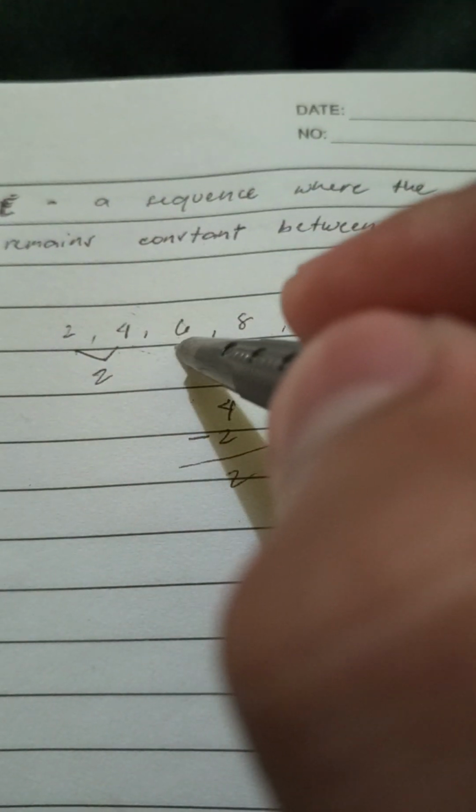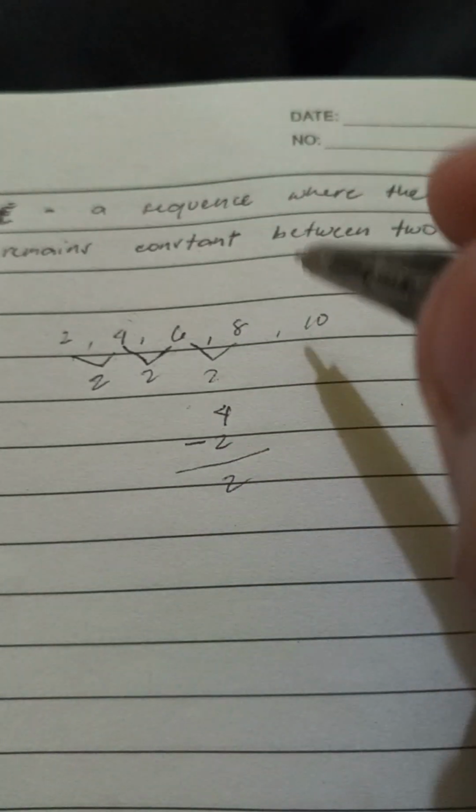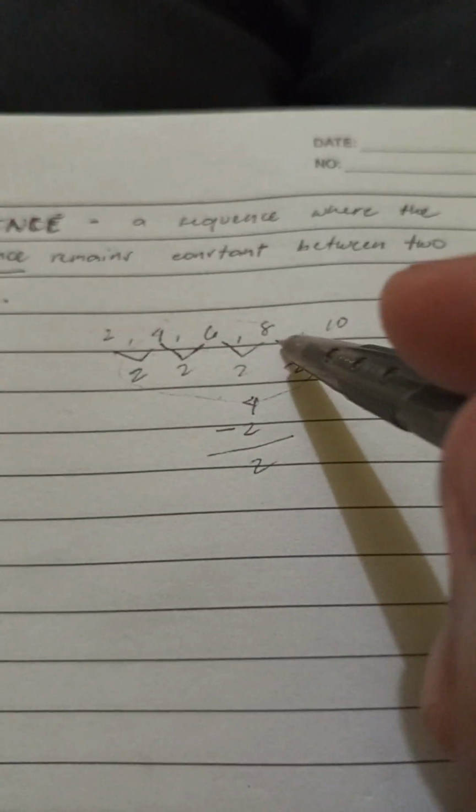So each of these pairs of numbers or terms has a constant difference. Let's try to identify if it is right. Let's subtract 6 and 4, same as the other numbers. 6 minus 4 is also 2. 8 minus 6 is also 2. And 10 minus 8 is also 2. So this is an arithmetic sequence because it has a constant common difference.